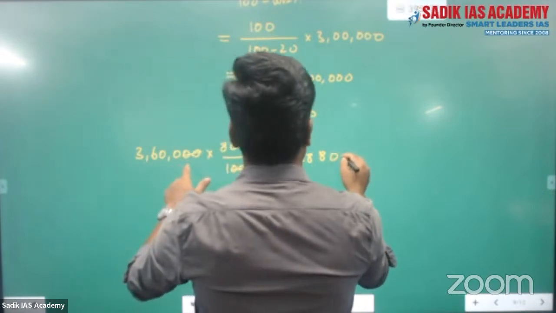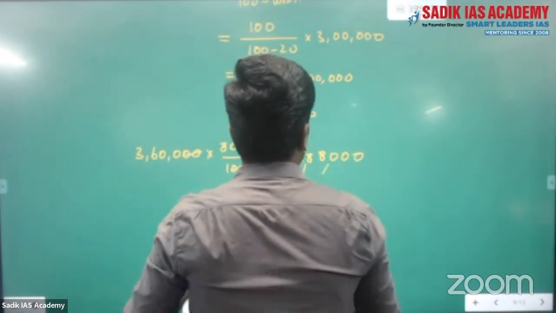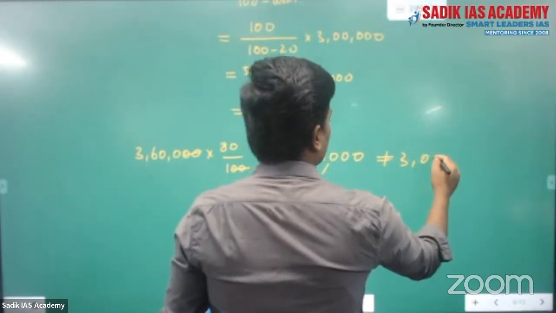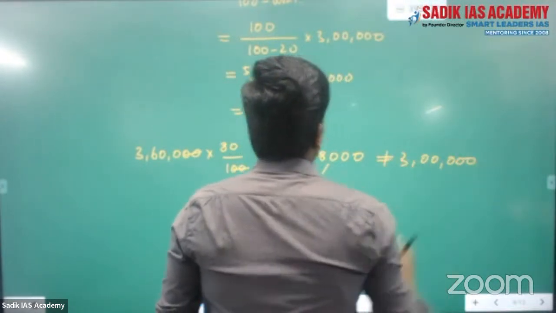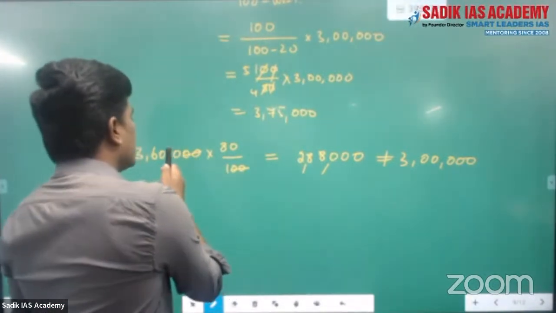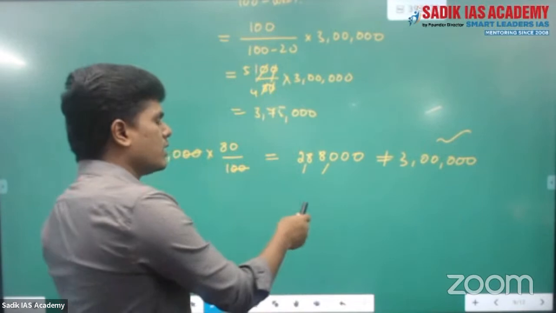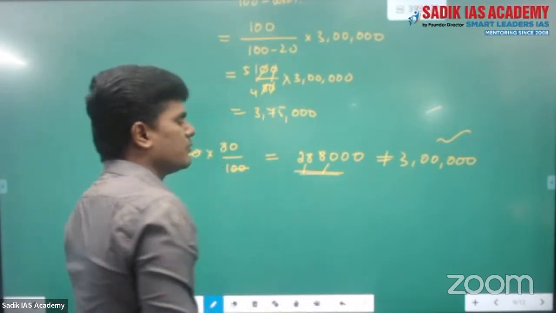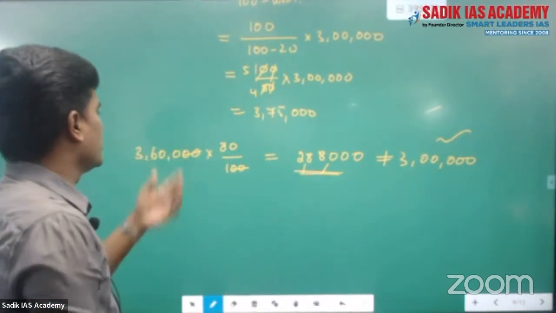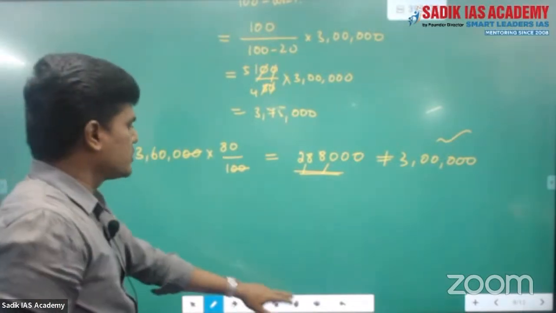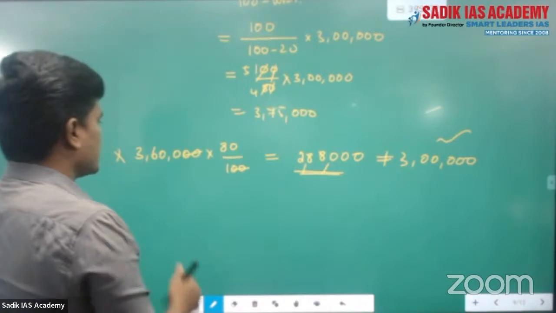So 1230. I'm getting 2,88,000, which is not equal to 3 lakh. 80% of that cost price needs to be 3 lakh, so it is not satisfying that condition. I'm getting only this. Therefore, this option you can remove. Like that, you can remove the other options also. Only the option which is going to satisfy what?